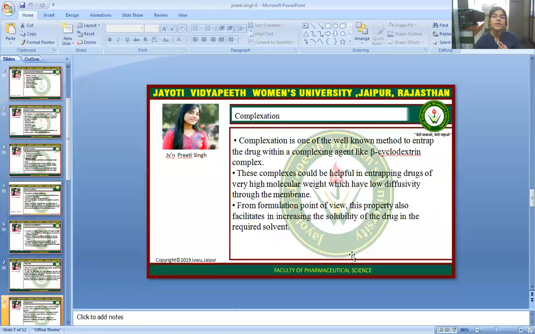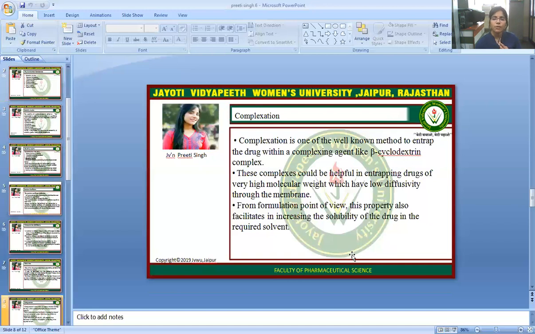So the next one is complexation. Complexation is one of the well-known methods of entrapping the drug within a complexing agent like beta cyclodextrin complex. These complexes could be helpful in entrapping drugs of very high molecular weight which have low diffusivity through the membrane.